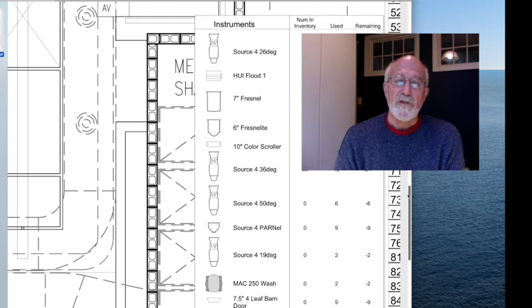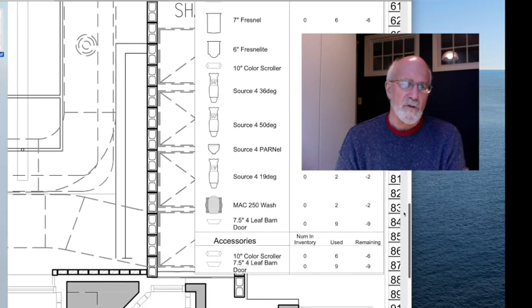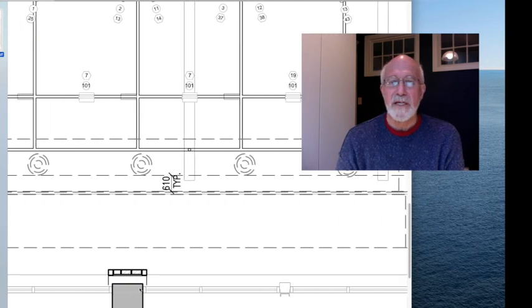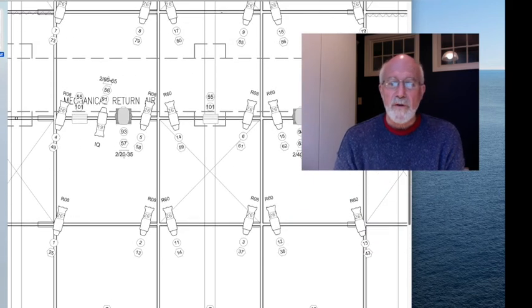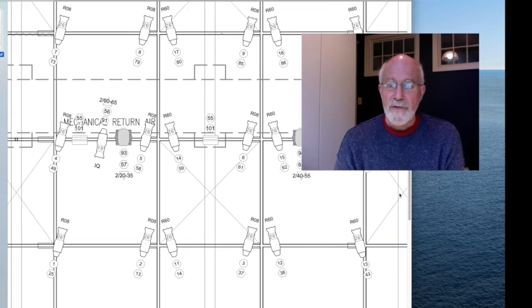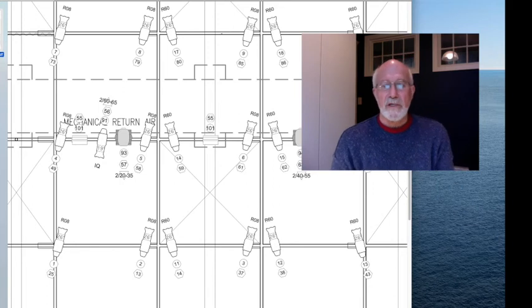Some of the instruments apparently had scrollers, color scrollers on them, whatever that is. We could talk about that. We will after a bit. But those instruments do not, in fact, actually run through a dimmer. So these are the first intelligent fixtures we're talking about.